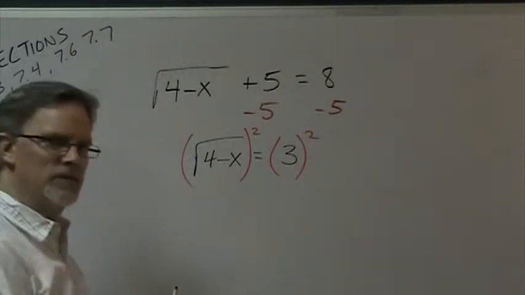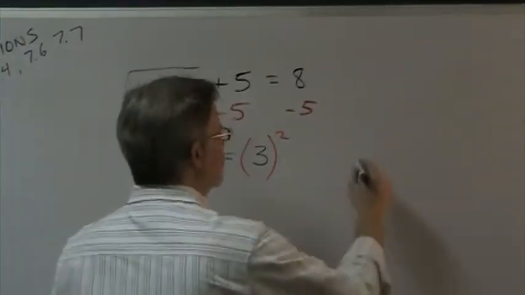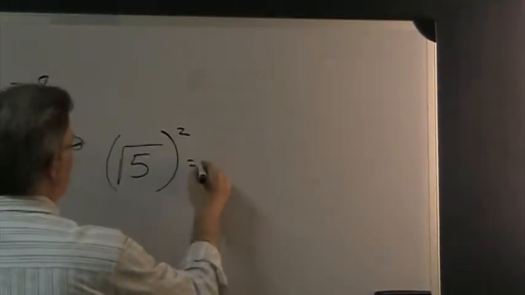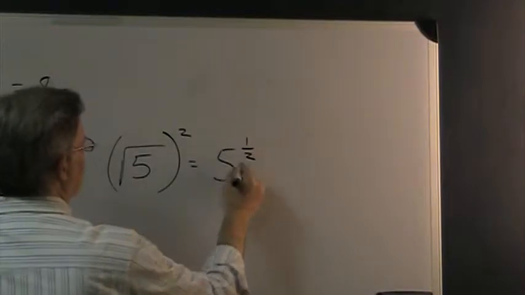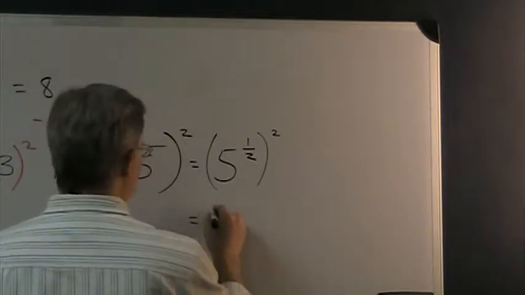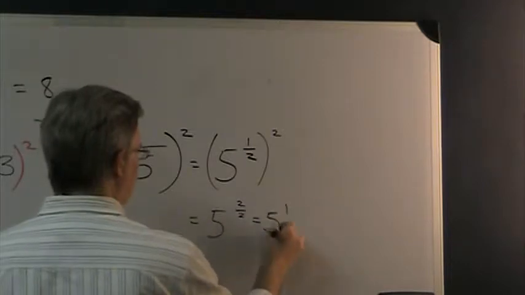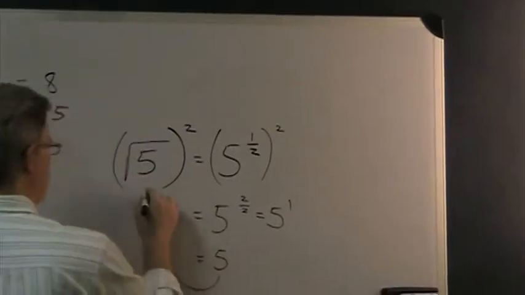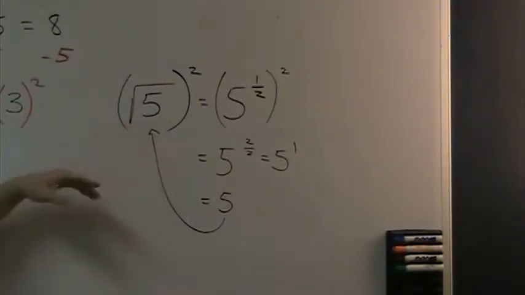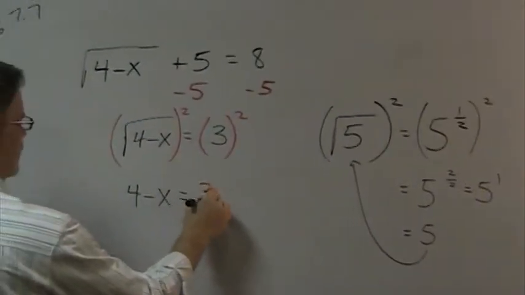You want to square a radical, and you say, well, what difference does it make if you square a radical? Well, let me show you why this works. Let's say that we have the square root of 5, and we square that. Well, we know that we can rewrite the square root of 5 as 5 to the 1/2 power. That's the same thing as the square root of 5 squared, right? Then that equals 5 to the 2 over 2. 2 over 2 is 1, or 5 to the 1, or 5. So any number under a radical that's squared will simply give you the number. So over here, this now becomes 4 minus x is equal to 3.